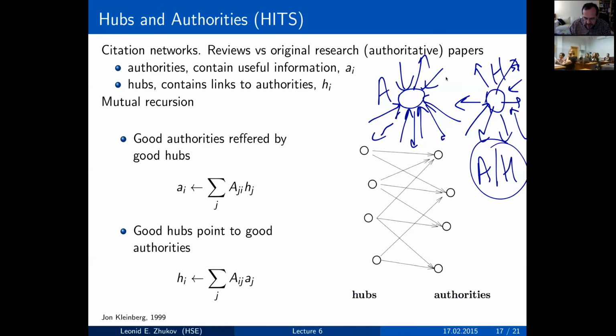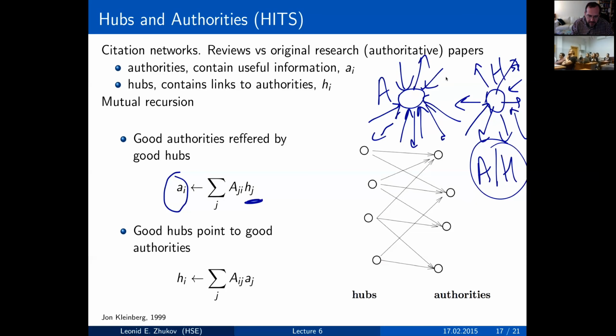So let's think about this. If we introduce, for every node, instead of one score, two scores. A, which will be authoritativeness of the paper, and H will be sort of hubness. Then good authorities, so the value of authority for the paper or for the node, will actually depend on the values of the hubness of the papers that point to it. And A is again just the connectivity matrix.